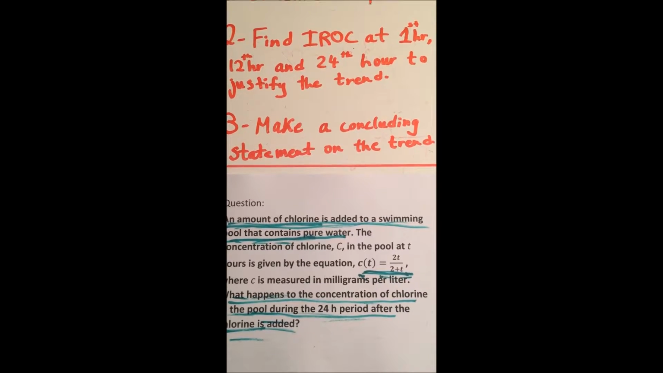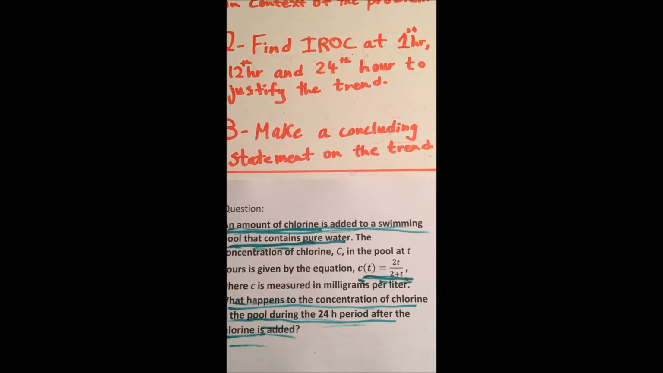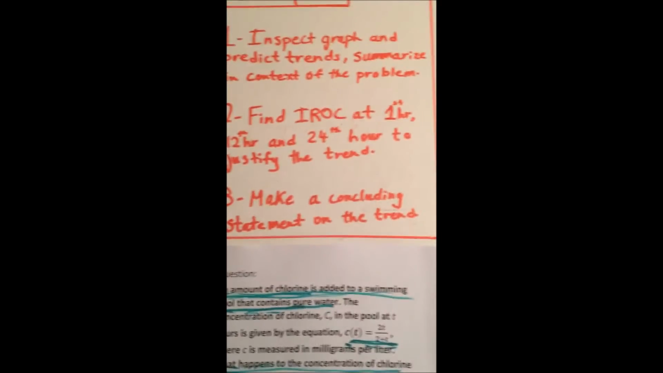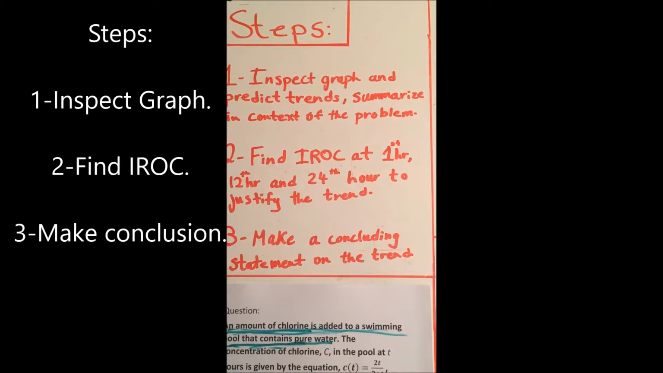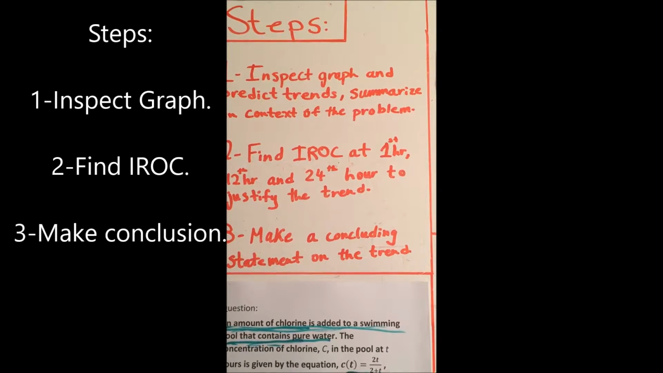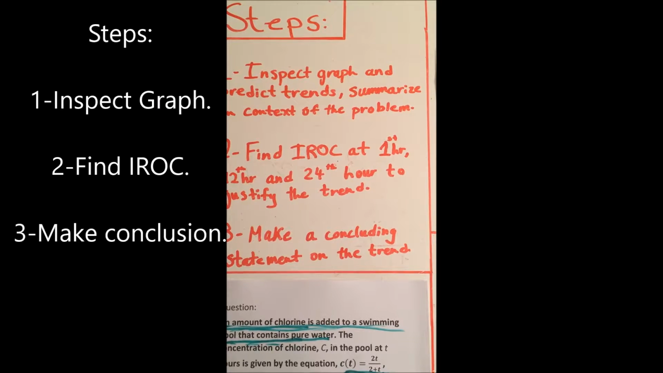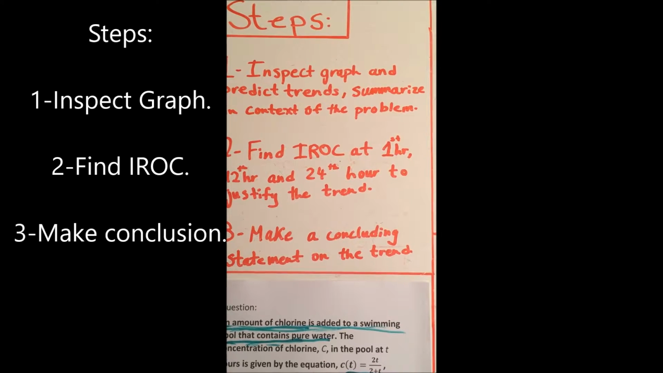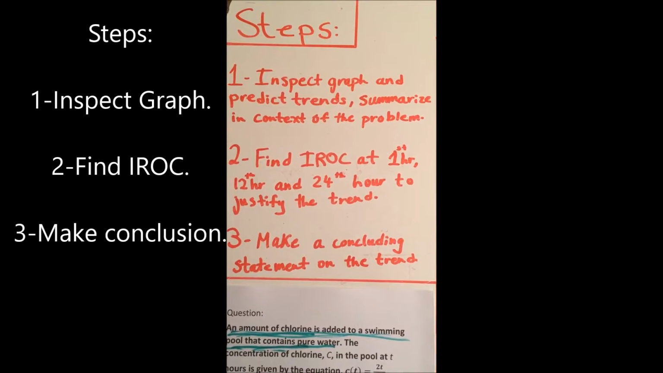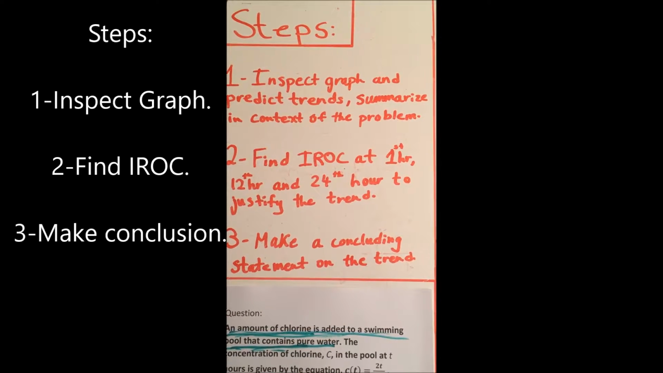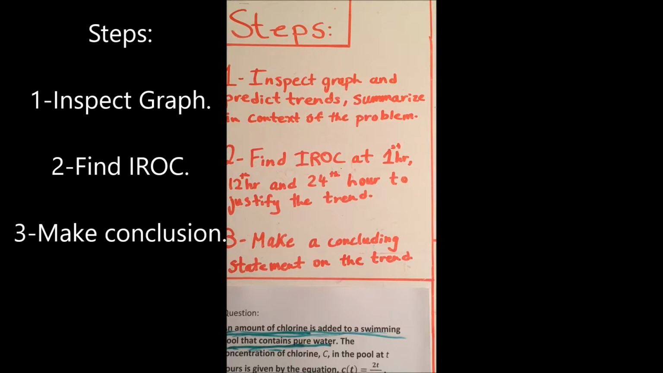So in order to answer this question, we have to create a plan. So we have to look at our steps. We have 3 simple steps. We inspect the graph, predict the trends, and summarize in context of the problem. We then find IROC at the first hour, 12th hour, and 24th hour, to justify our trend using numbers, and then we make a concluding statement on the trend.